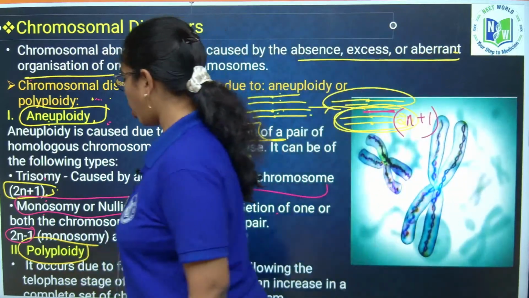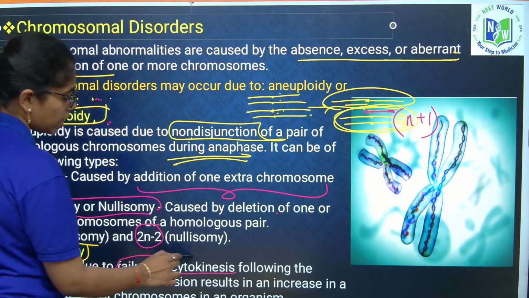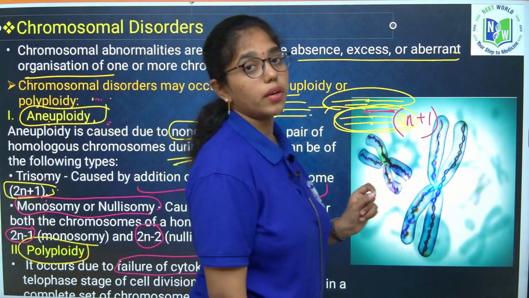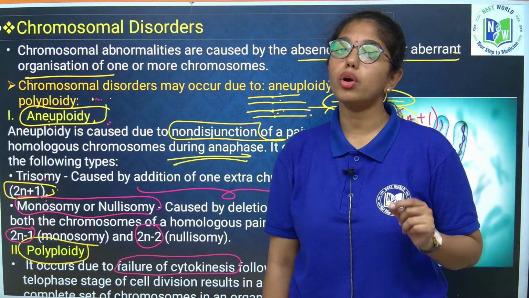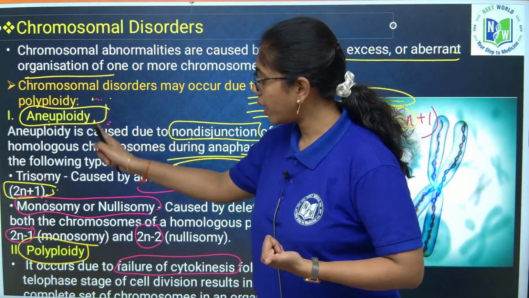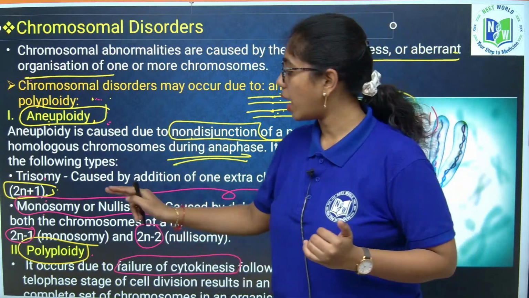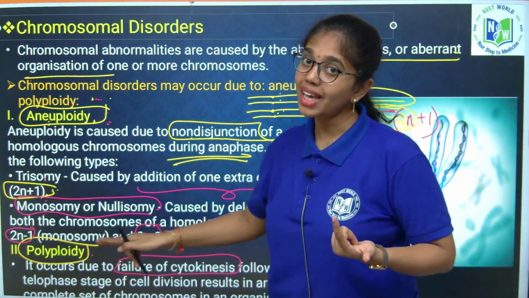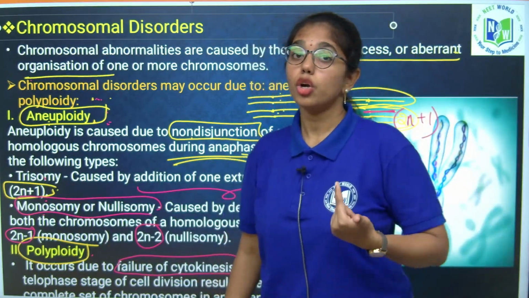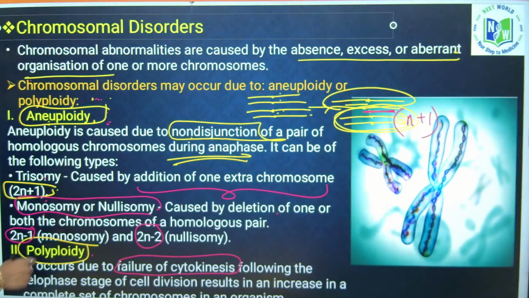Polyploidy occurs due to failure of cytokinesis after karyokinesis. After karyokinesis, if cytokinesis does not happen, then the polyploid condition occurs. So aneuploidy and polyploidy come under chromosomal disorders. Under aneuploidy, we have to know about trisomy, monosomy and nullisomy. Trisomy is 2n plus 1, monosomy is 2n minus 1, nullisomy is 2n minus 2. Okay, next.